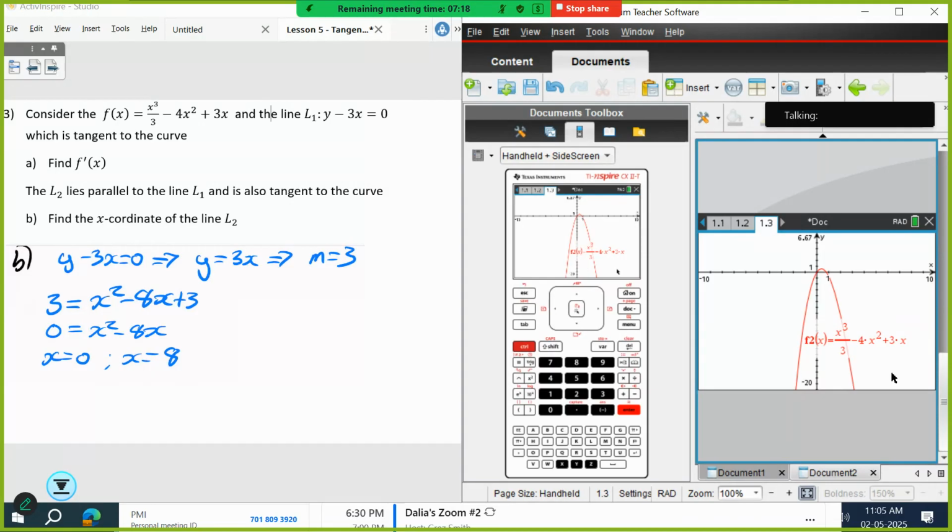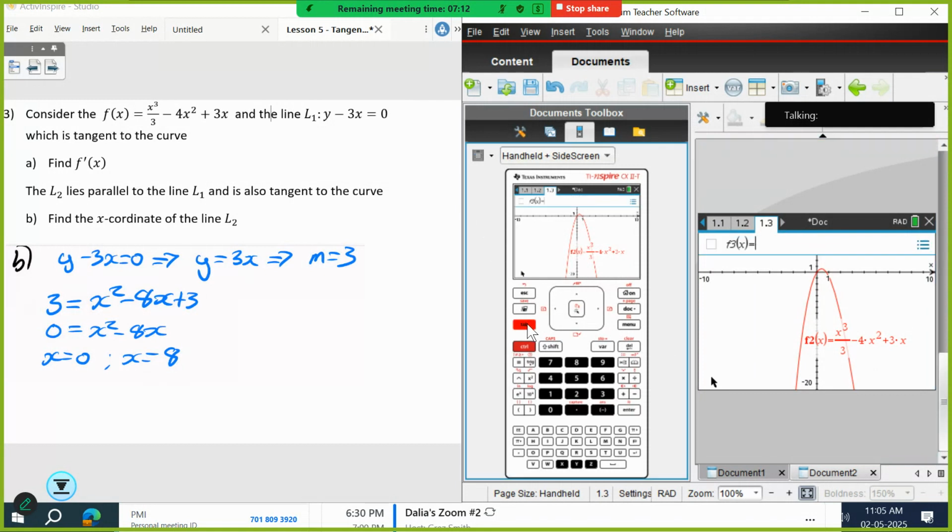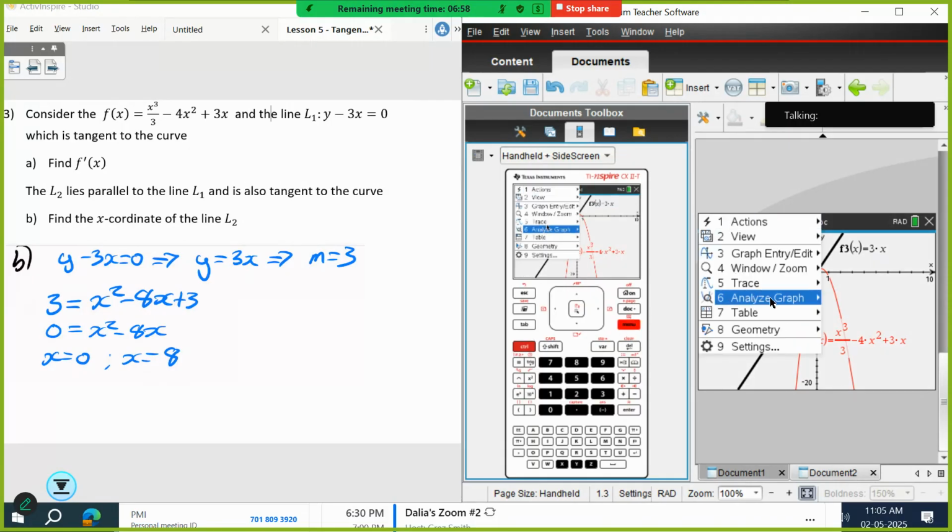So our function should look like this. And we've also got the linear function that we can add. We've got the linear function y equals 3x. So y equals 3x. We notice that it crosses here. So if this is crossing here, what is the x coordinate at which it crosses?